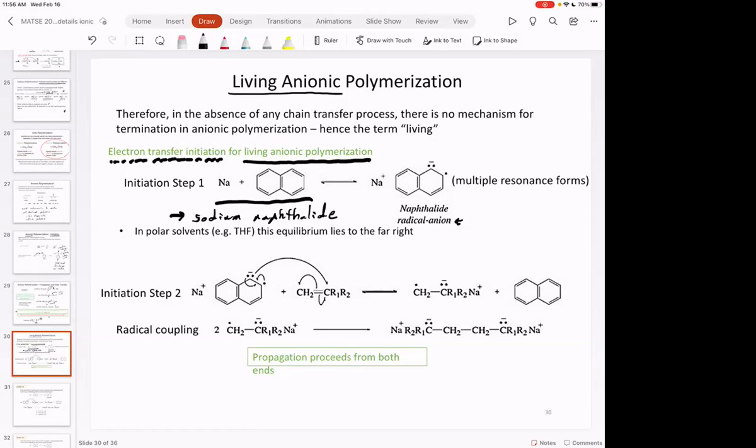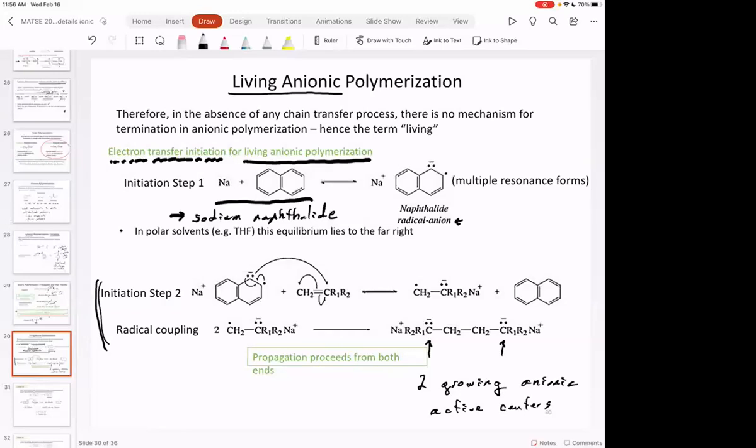So there's various things that happen, and we won't talk about initiation step 2 and radical coupling because that's complicated. But what we will talk about is this really interesting looking molecule, which now has 2 growing anionic active centers.